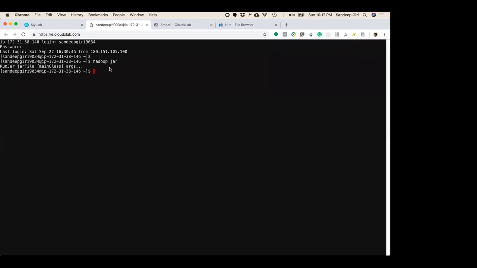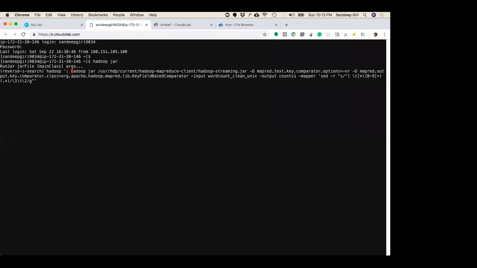I don't have a good example right now. Okay, let me just see if I could come up with one. All right, this is an example of running a MapReduce program. You're saying Hadoop jar, this is the package that contains the MapReduce, and here you are passing the commands and so on. If you want to run it, you can try it in your own time. Great, so that's the example of Hadoop MapReduce.